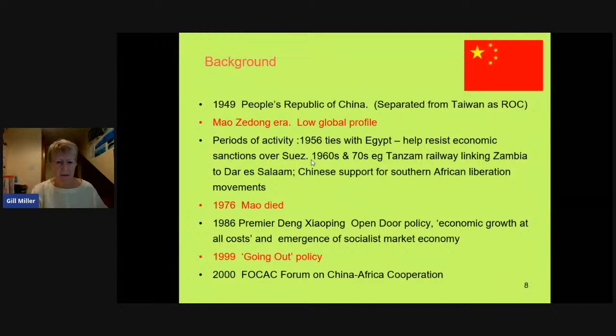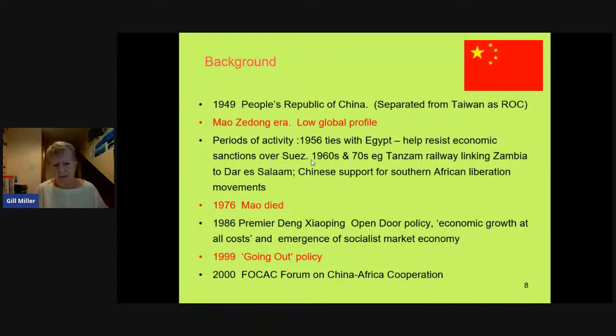So just a little bit of background. I've explained a little bit about Taiwan as the Republic of China, but 1949 was the key time when China really changed, a sort of watershed moment, and became the People's Republic. And it was led, as you know, I'm sure, by Mao Zedong. And during the time of Mao's lifetime, the Mao era, China was very self-sufficient. It was very low global profile, very insular. Didn't really have very much to do with the outside world. You could see there some examples with Egypt and Zambia, but really not very much activity.